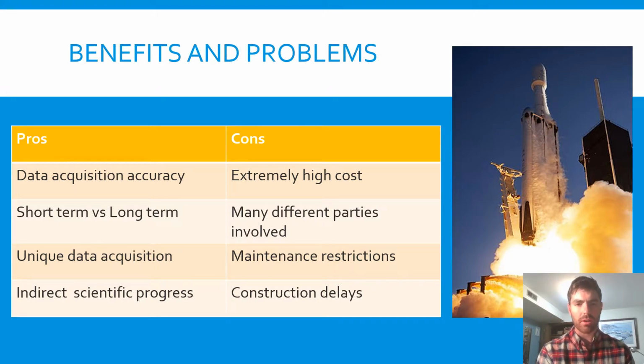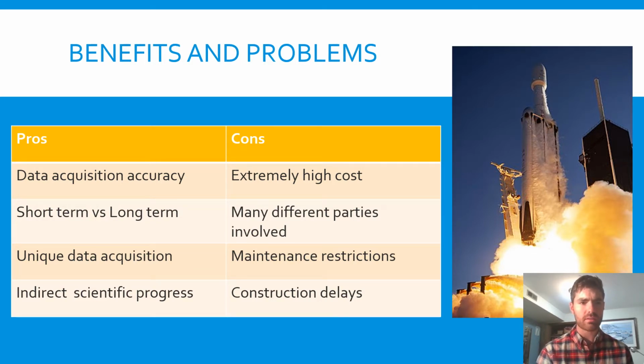There's many different parties involved. There's the developers, there's the contractors, the builders, then there's also the launch pad, and then the maintenance. And another con is the maintenance restrictions. These maintenance problems are very hard to locate and access when they're up in space.